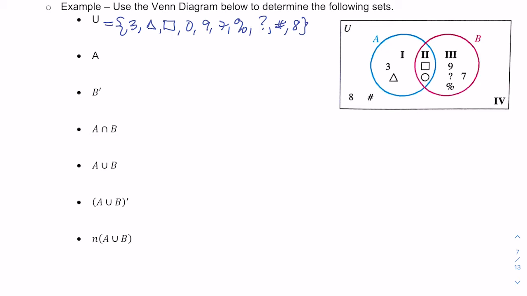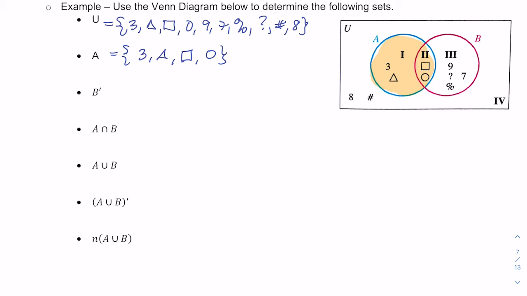Now I want just set A. Okay, so set A means I want all of this circle here. So set A is going to include the square and the circle in the middle because it's part of A. So this is going to be 3, triangle, square, and circle.